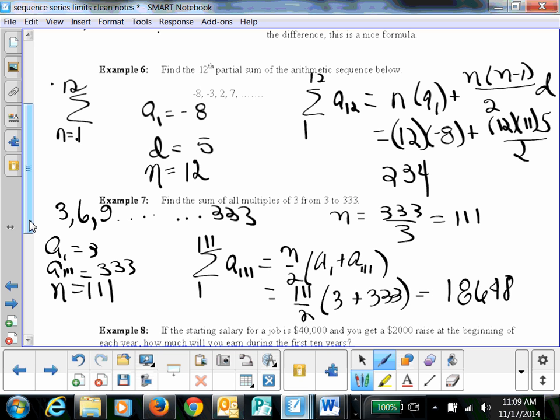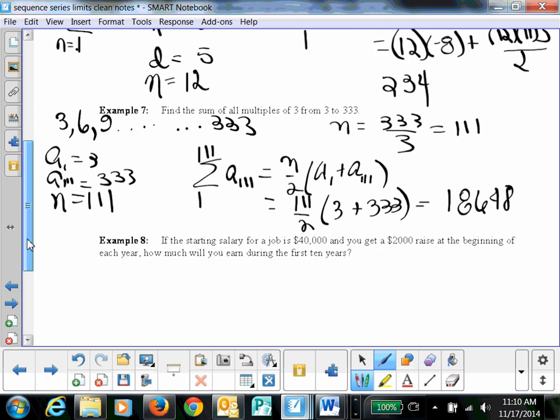As long as you're putting this at the beginning and you keep writing your equal signs, then that's fine. I would have gotten the same answer had I used the second formula. It wouldn't have mattered. Is that the answer? 18,648, right? So 336 times 111 divided by 2.